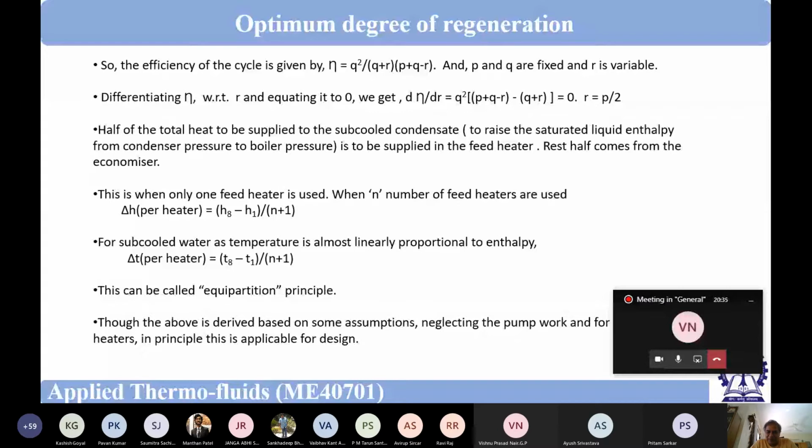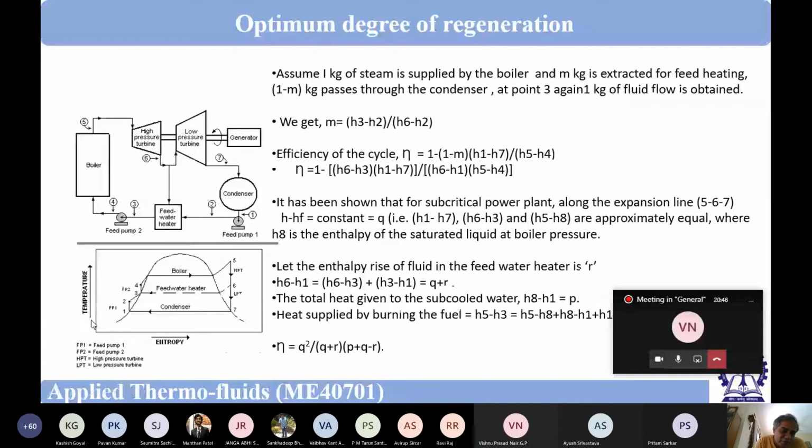derivation is based on certain assumptions. We have neglected pump work, but neglecting pump work is justified because, let me go back, here we have used 2 pumps. If there are n number of feed water heaters, then we will use n pumps, and a very small pressure rise will be there in a pump, and very small enthalpy change across a pump. So neglecting pump work is not bad in this case, if there is a large number of feed water heaters.